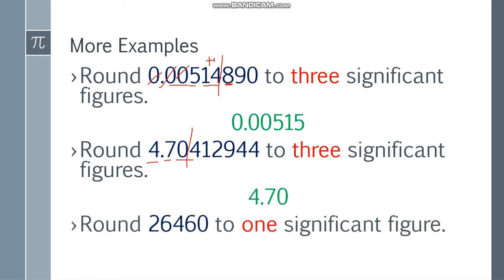Round 26,460 to one significant figure. So 1 only. So this is the first one. Cut. So 6 is more than 5, so we add 1 here. Round up. That will be 30,000.